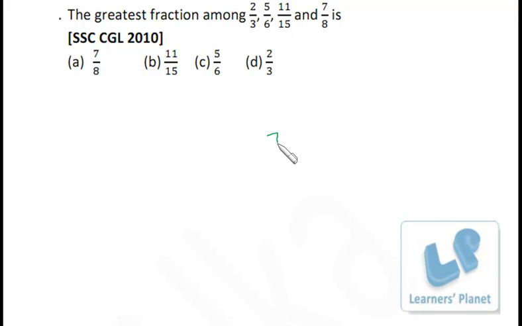Now our comparison is between 7 by 8 and 11 by 15. Right? If you are confused, just go for cross multiplication. It is 15 into 7, that's 105, and 8 into 11, that's 88. So it's 105 and 88, so this number is bigger, right? Pretty simple.